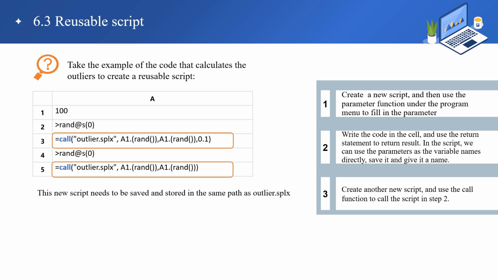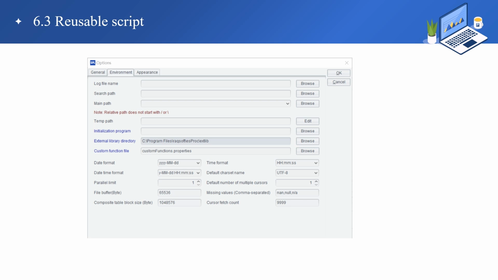We have a default value when writing outlier.splx, so A5 can omit one parameter, and because we've used the round at S, A3 and A5 will return the same result. If the script still reports an error that it can't find the outlier.splx, it may be because the search path or main path is not written correctly.